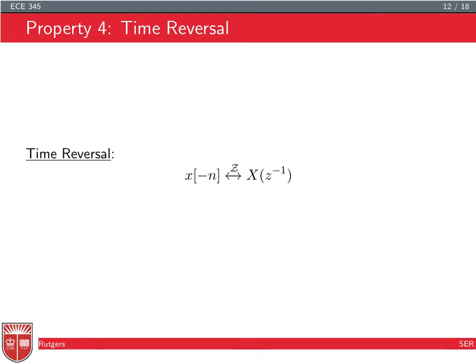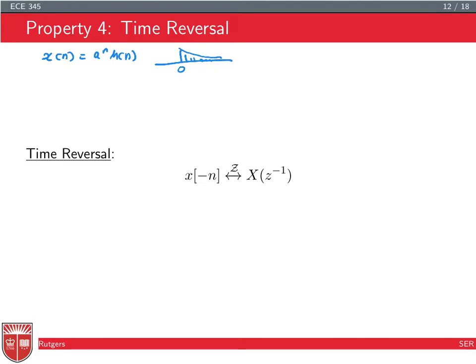The fourth property is time reversal. By time reversal, we mean flipping the signal about the origin. So, for example, let's suppose x of n is a right-sided signal, a^n u[n]. So it looks something like this. If this is 0, it decreases exponentially.